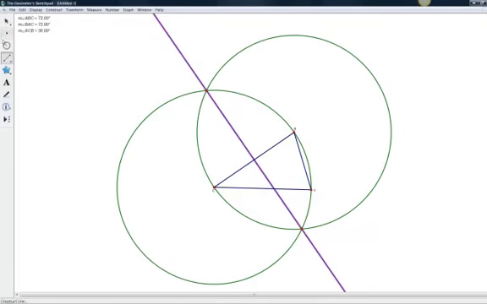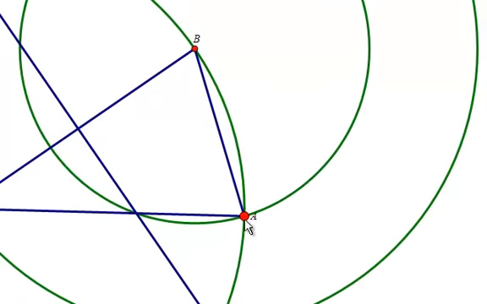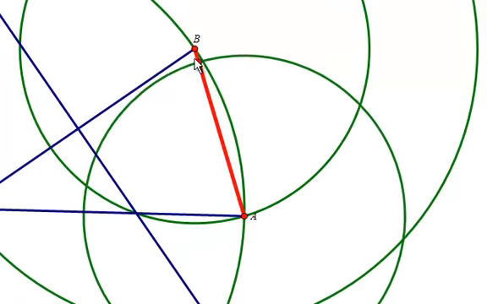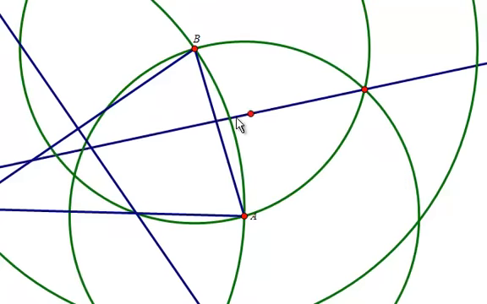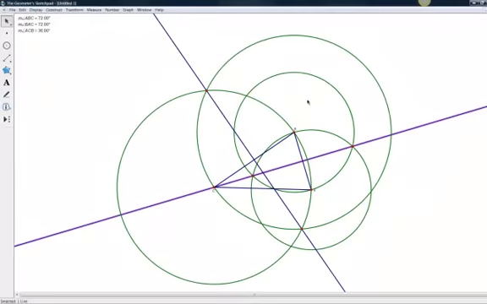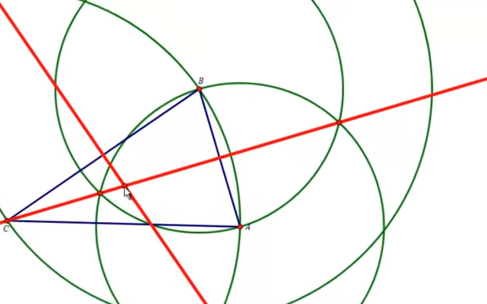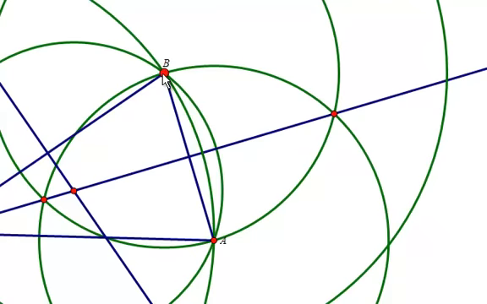And then similarly, we can do the same thing to this segment AB, constructing a line where these two circles intersect. This is the midpoint of that segment. And notice that where these two lines right here intersect, this will be the center of the circle that encompasses the three vertices.